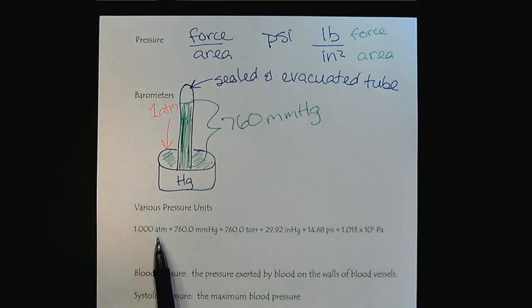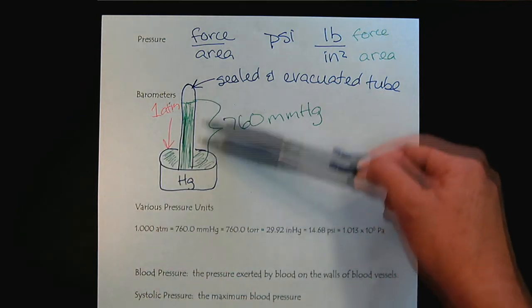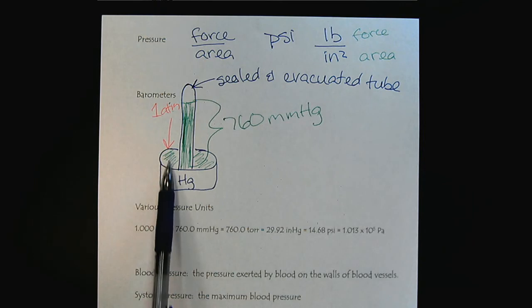So the pressure units seem very strange. Here's 1 atmosphere. That could make sense. So now we can see how 1 atmosphere equals 760 millimeters of mercury. That's the height equivalent of the mercury column from pressing down with 1 atmosphere of pressure.